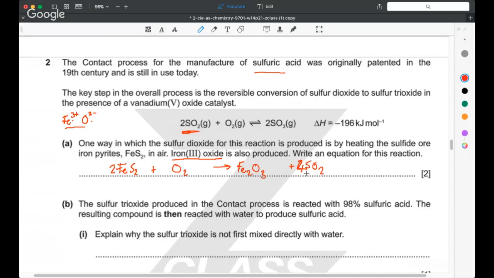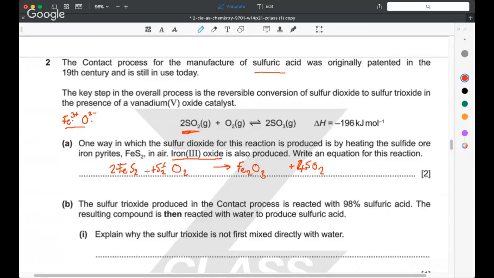Now we've got 4 lots of O2 here, which is 8, and you've got 3 oxygens here, so that's 11 oxygens altogether, 8 plus 3. And I suppose you could at that point say, well, that's 5.5 O2 molecules. Well, really we should be giving whole numbers when we're balancing these equations.